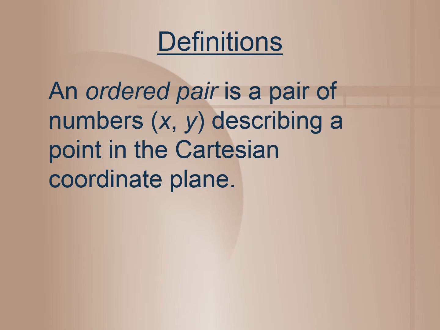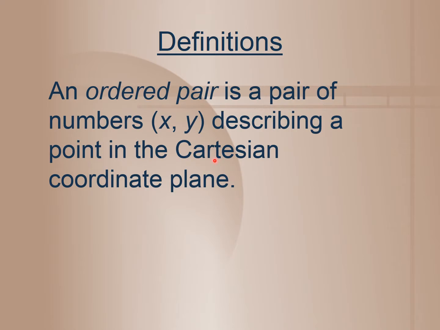So let's talk about some definitions. Our first definition is an ordered pair. An ordered pair is a pair of numbers. Usually when we're talking about the coordinate plane, our ordered pairs are going to be an x value and a y value, an x coordinate and a y coordinate. And an ordered pair is going to describe a point on the coordinate plane.